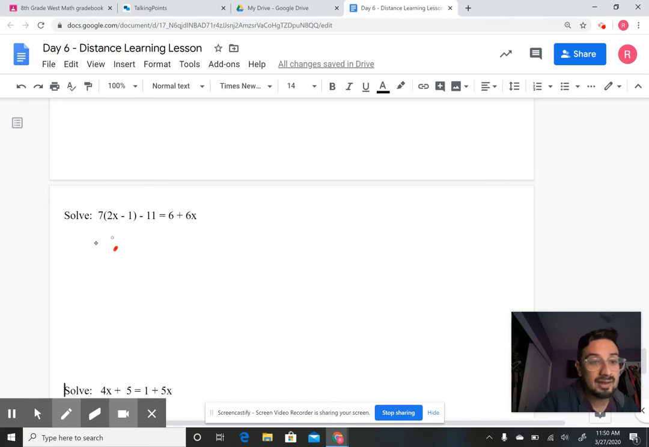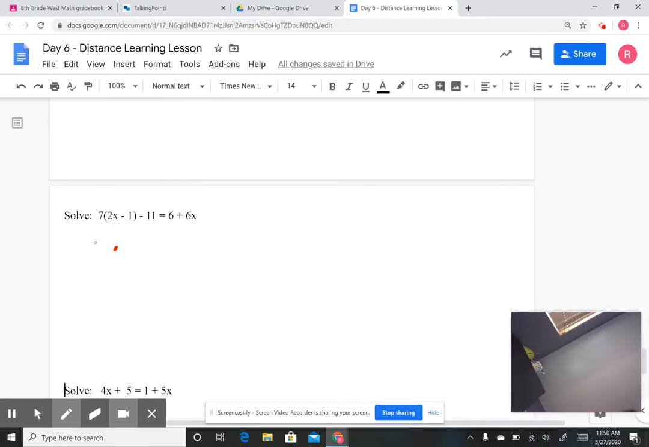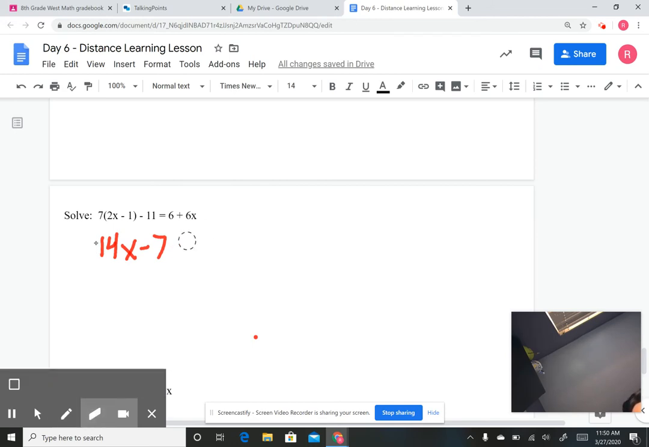So for this one, the last one, we have parentheses here. Parentheses always means to multiply. I'm going to bring this down. So it's going to be 7x. Actually, let's go back. So it's going to be 7 times 2 is 14x. 7 times negative 1 is negative 7. And then we've got the minus 11.